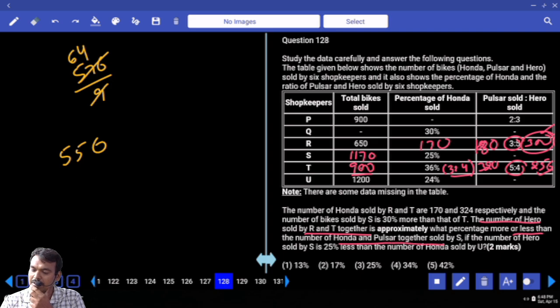Honda and Pulsar together sold by S. Honda and Pulsar sold together, yes. Already out of 1170, 25% is which one? Honda. 25% of 1170 means half, again half. What is the half of the 1170?